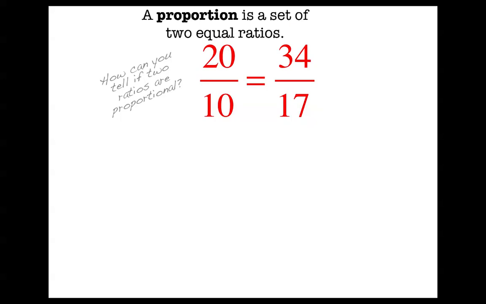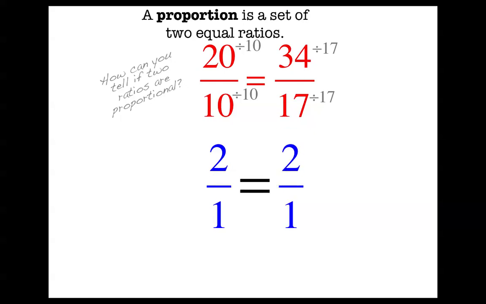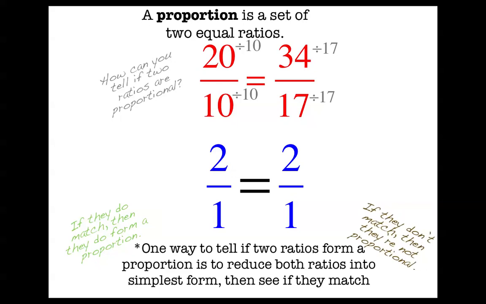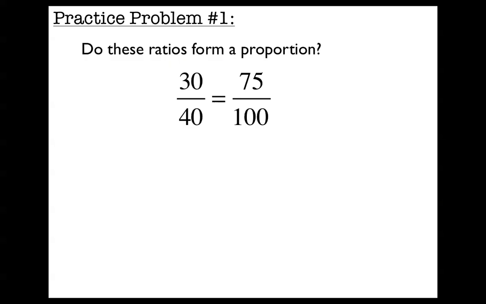So, how can you tell if 2 ratios are proportional? Well, if you take the first ratio and simplify it, and then take the second ratio and simplify that, you can tell that these 2 ratios form a proportion because they both reduce and simplify to the same ratio. So if they match, then they are proportional. And if they don't match, they're not proportional. Okay, I think you probably already knew that, but let's test you.